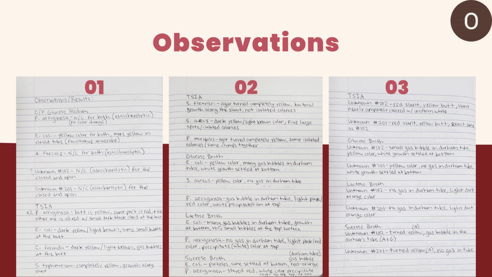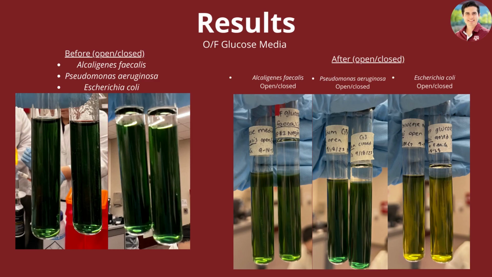Observations. These are all of our observations for the different biochemical tests that we performed, or all of the media that we inoculated with bacteria. These observations were very important for interpretation, for concluding results and finding the characteristics of the bacteria. So here you can see our observations for the oxidative fermentation glucose test, the TSIA tests, and the different carbohydrate broth tube tests.